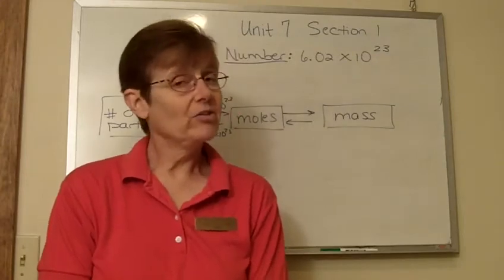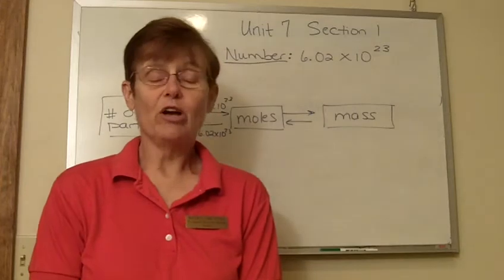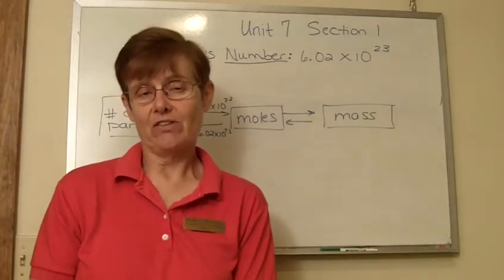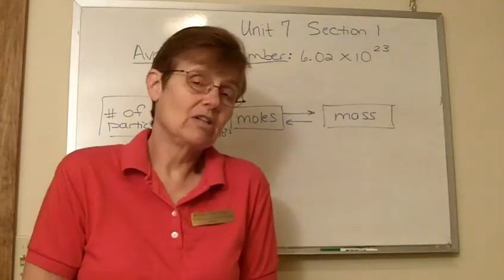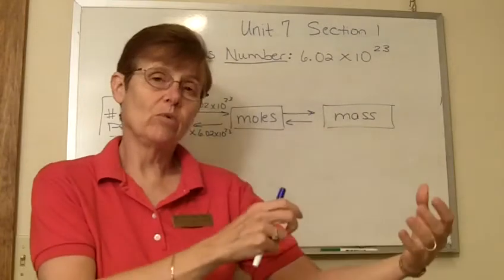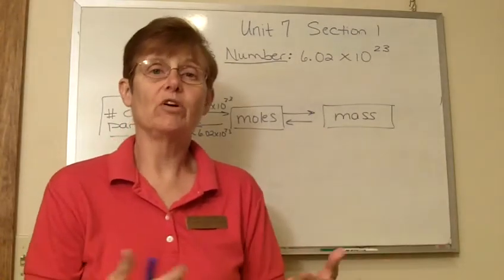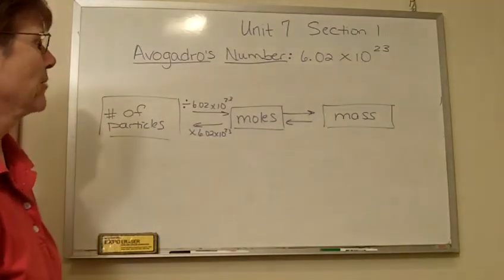If I gave you 500 eggs and I asked you how many dozen is that, you would automatically know to divide by 12. You wouldn't even have to think twice about that. And this is the same kind of operation, it's just a different number. So if you have your total number of particles and you want to know moles, you'll divide by the number of particles in a mole. So that's how that goes.